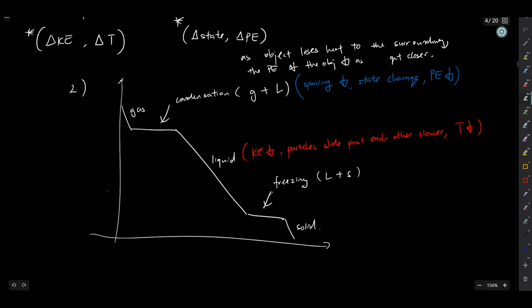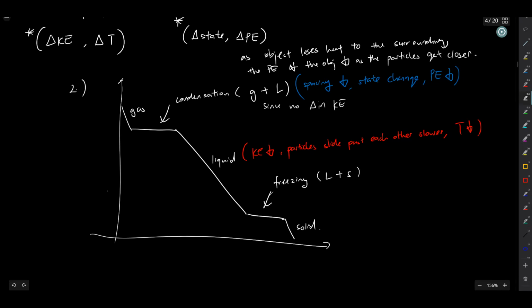Let me just write it properly so that when you refer, you won't miss out anything. As the object loses heat to the surrounding, the potential energy of the object decreases as the particles get closer. Okay, so that's the idea of condensation. State change, no KE change, so you can also continue: since no change in KE.